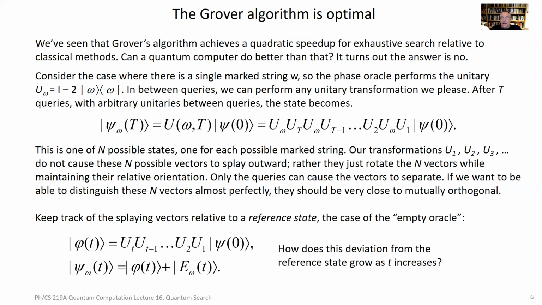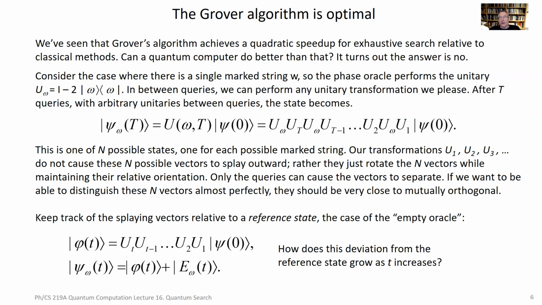And in the end, if we really want to be able to identify the marked string with a very small probability of error, we want them to be almost perfectly distinguishable at that point. So we want these capital N possible vectors to be very close to mutually orthogonal. And then when we measure in the computational basis, if we played our cards right, we'll be able to unambiguously identify which omega it was, because those capital N vectors can be perfectly distinguished from one another by the measurement.